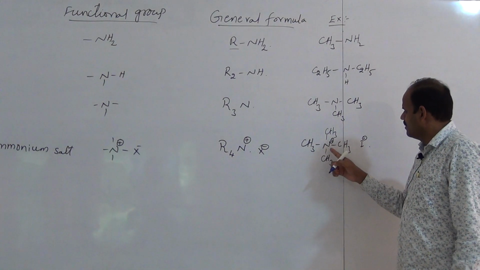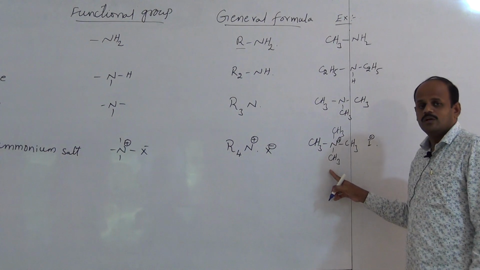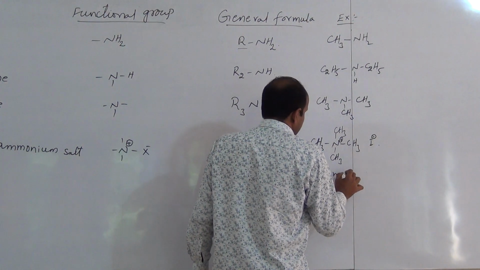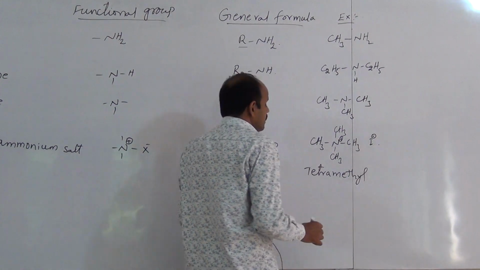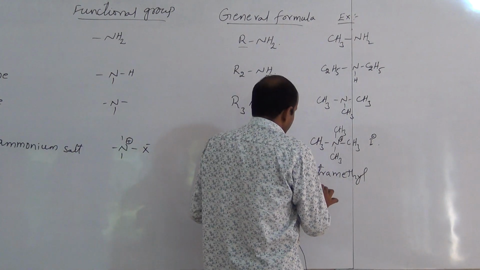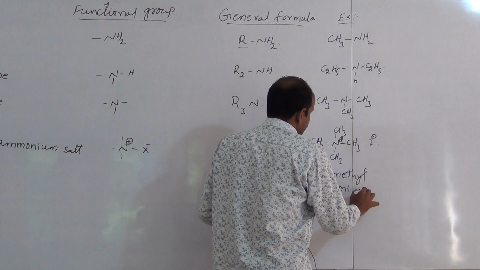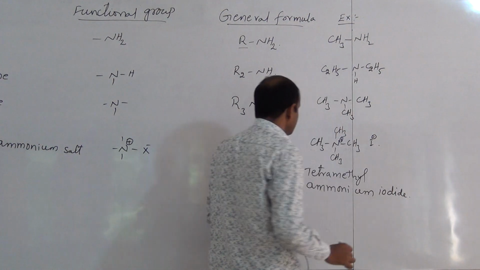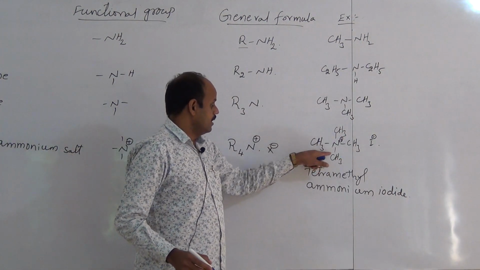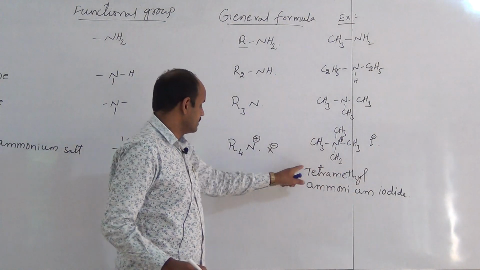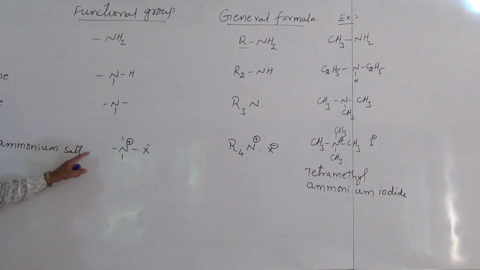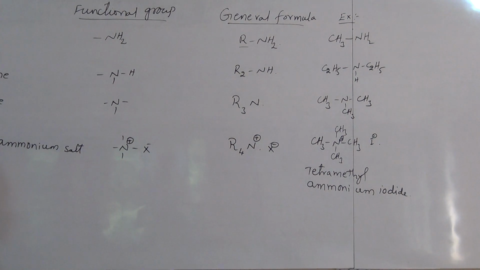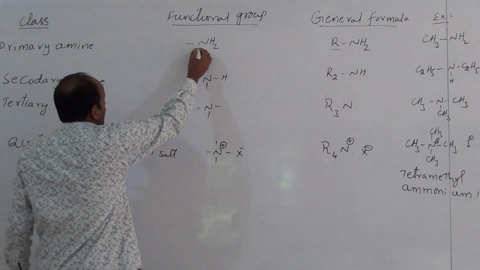And what is the name of this one? How many methyl groups are there? 4 methyl groups are there, hence it is called tetramethyl. Next, ammonium. Next, the halide is iodide. Hence it is tetramethyl ammonium iodide. This is the quaternary ammonium salt. This is the classification of amines based on the number of alkyl or aryl groups attached to the nitrogen atom.